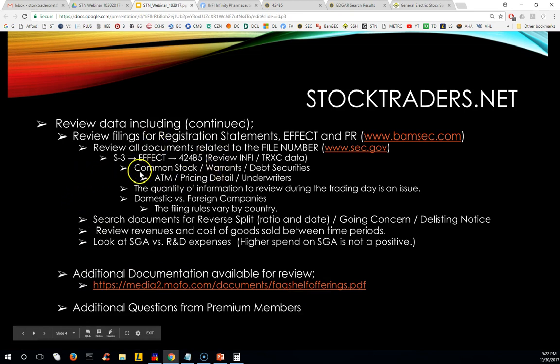Common stock, right? They can sell common stock, warrants, debts, and it usually lists what they can do. I always pay attention to whether or not it's at the money, if there is any pricing detail. Usually there is not, unless it's a private placement, which is possible. And as I mentioned, I always look at the underwriters. All right. So the quantity of information to review during the trading day is an issue.